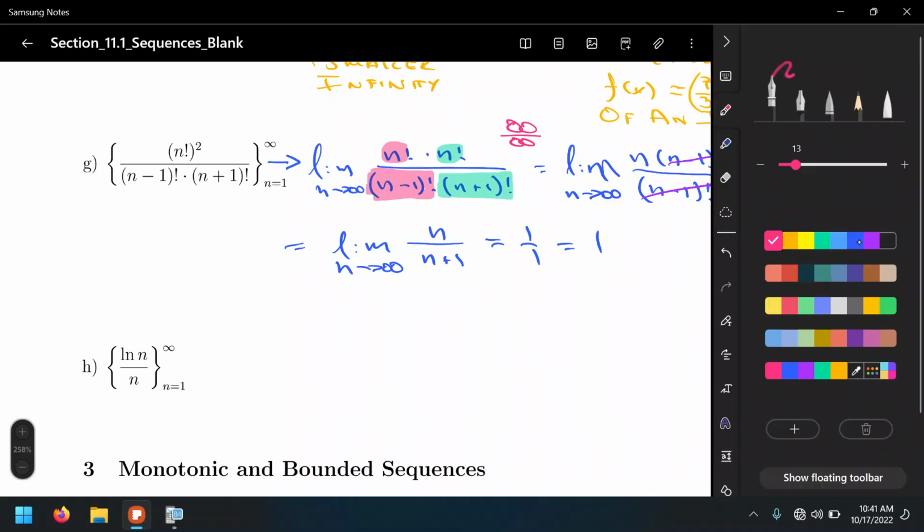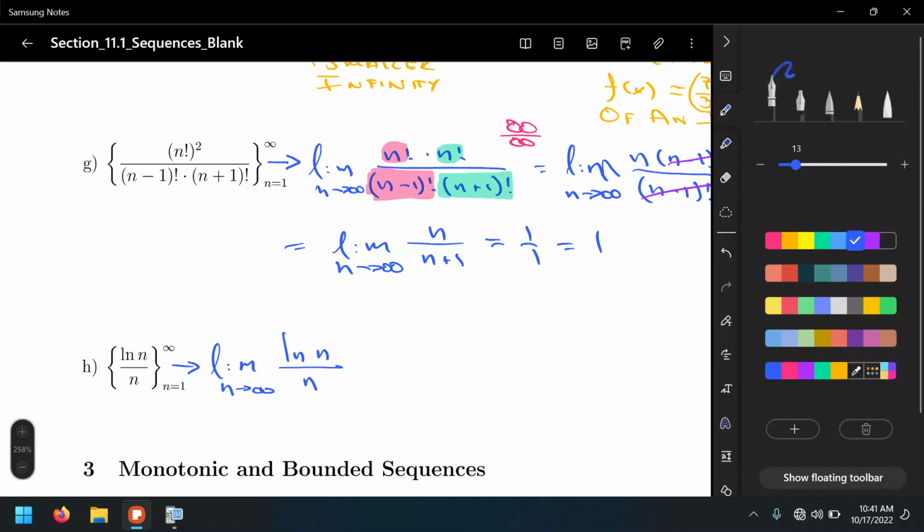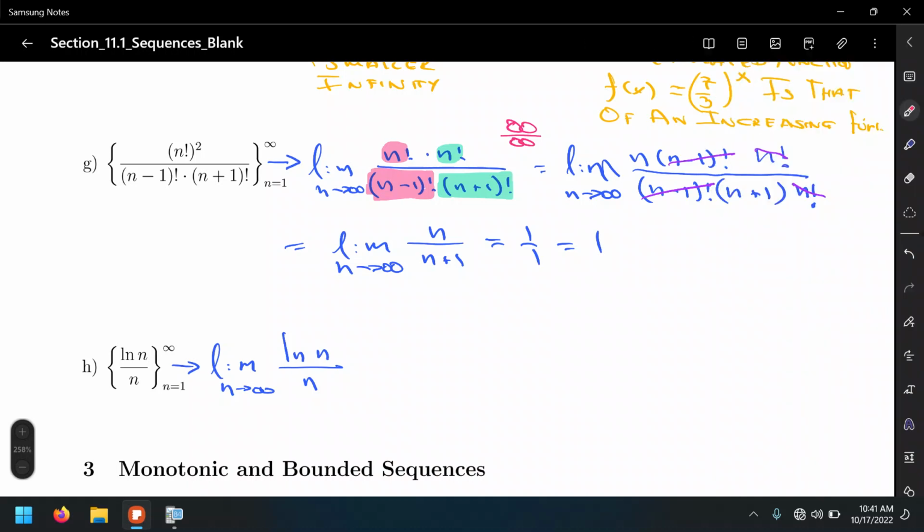Let's do one more. Limit of ln of n divided by n as n approaches infinity. And well, the first thing we do every time we have a limit problem is the direct substitution. So number one, what would be the limit of ln n as n approaches infinity? Infinity, and n, well, that's also infinity. This means infinity over infinity, which is good. That means it's an indeterminate form.